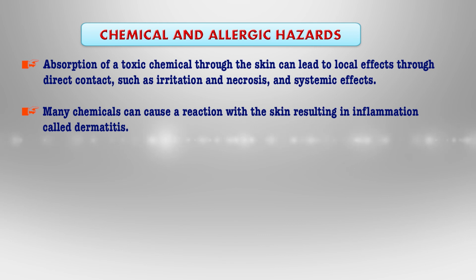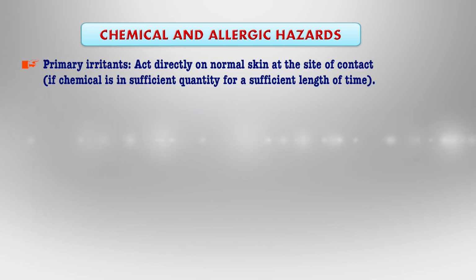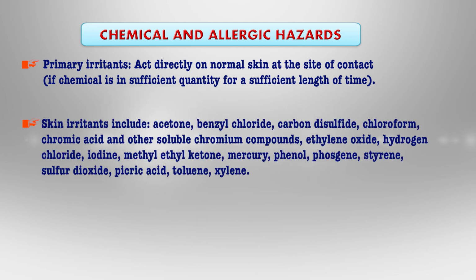Many chemicals can cause a reaction with the skin resulting in inflammation called dermatitis. These chemicals are divided into three categories. The primary irritants act directly on normal skin at the site of contact if the chemical is in sufficient quantity for a sufficient length of time. That means duration as well as concentration is important. Skin irritants include acetone, benzyl chloride, carbon disulfide, chloroform, chromic acid and other chromium compounds, ethylene oxide, hydrogen chloride, iodine, methyl ethyl ketone, mercury, phenol, phosgene, picric acid, toluene and so on.